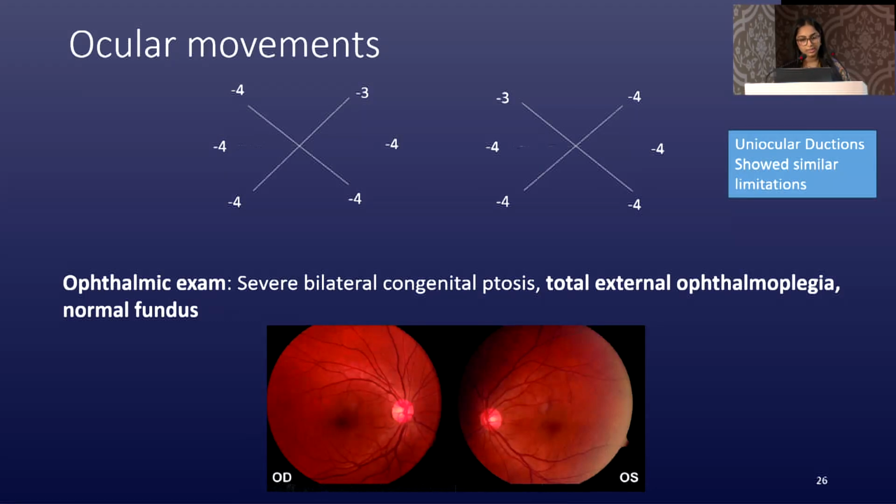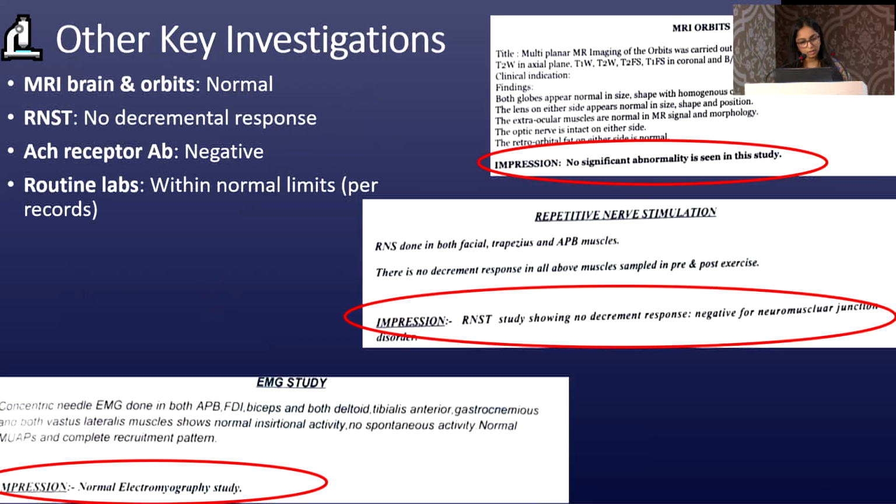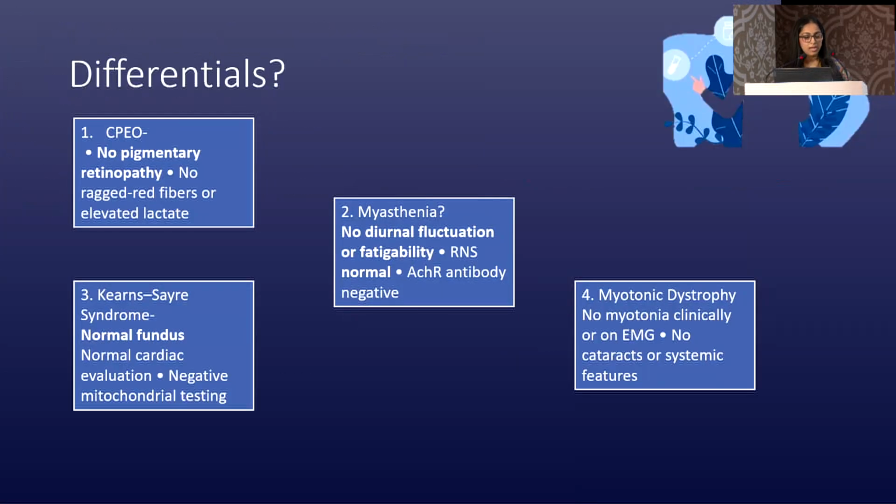We went ahead with MRI, repetitive nerve stimulation tests and EMG studies. There was no decremental response in RNST. The acetylcholine receptor antibodies too were negative. Our differentials in our mind were CPEO, Kearns-Sayre and myasthenia.